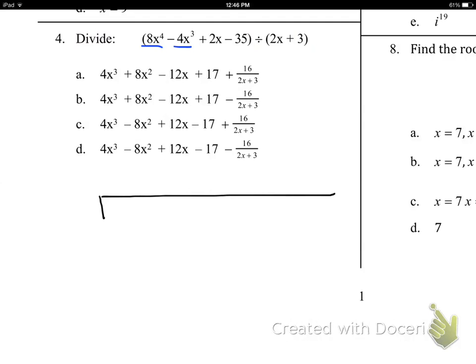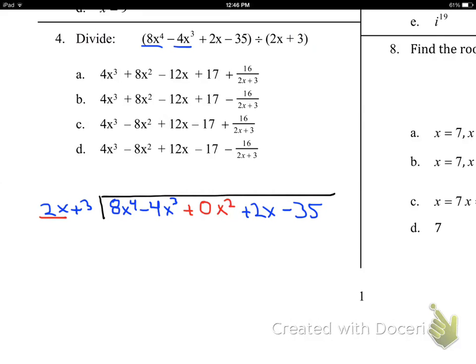We have 8x to the fourth power minus 4x to the third power. I need a placeholder for my x squared. I have my positive 2x and negative 35. Outside we have my 2x plus 3. And then I start through the process.